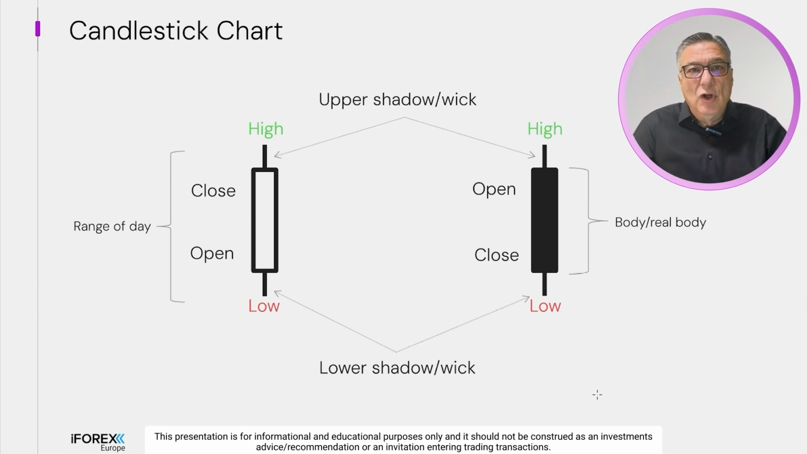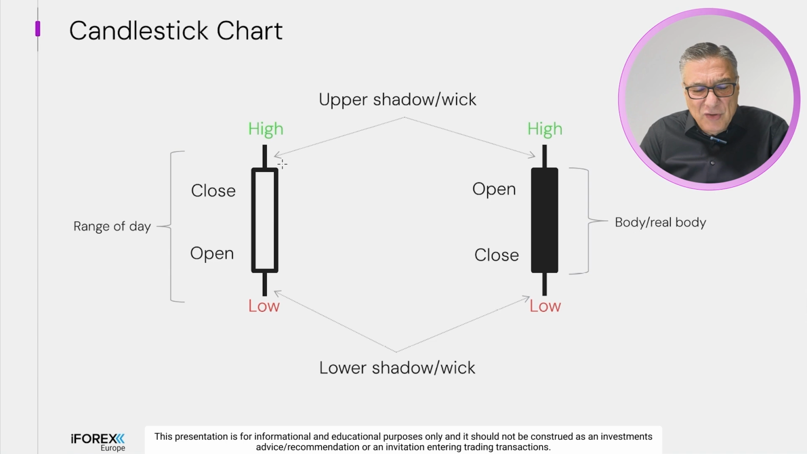Some more terminology about the candlesticks. The distance between the high and the low is called the range or the range of the day, and I prefer to call it the range of the session nowadays, since we have a lot of sessions, a lot of time frames, like daily, 4 hour, 1 hour, 30 minutes, 5 minutes, and the likes.